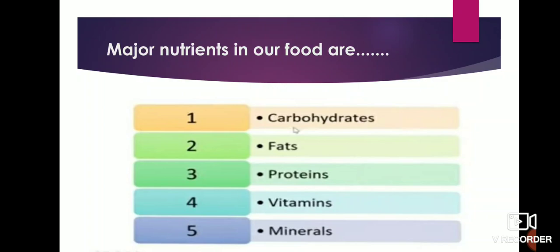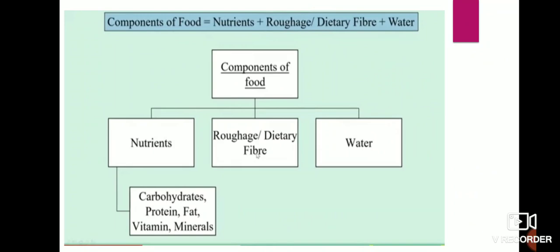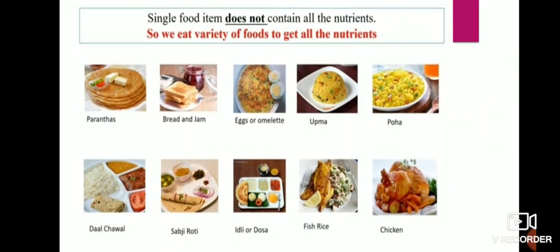And other than these nutrients, dietary fiber and water are also components of food. So, components of food are mainly three: nutrients, dietary fiber and water. And nutrients are again classified into carbohydrates, protein, fat, vitamins and minerals. Do all foods contain all these nutrients? A single food item does not contain all the nutrients. So we eat a variety of foods to get all the nutrients.